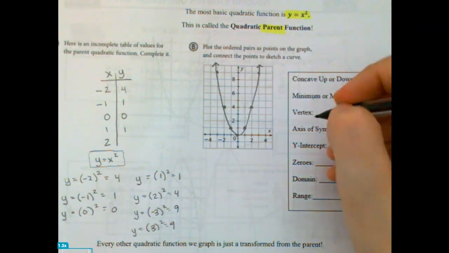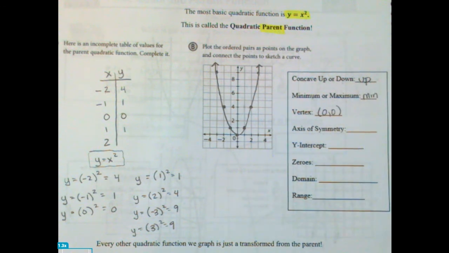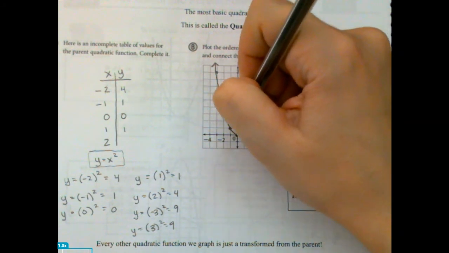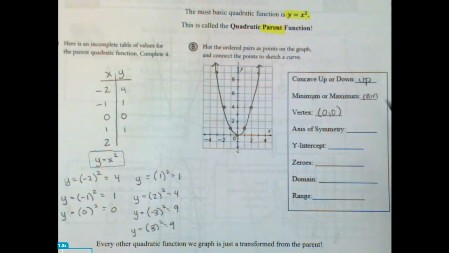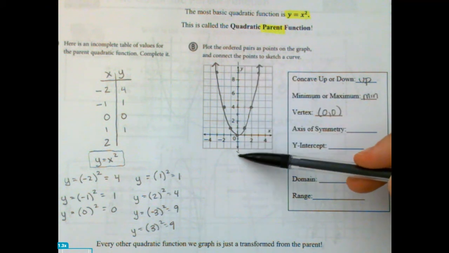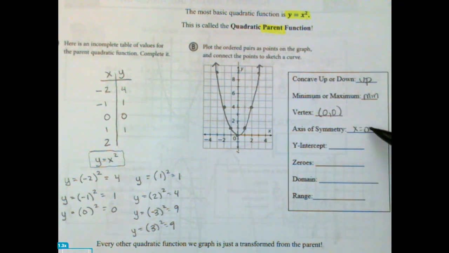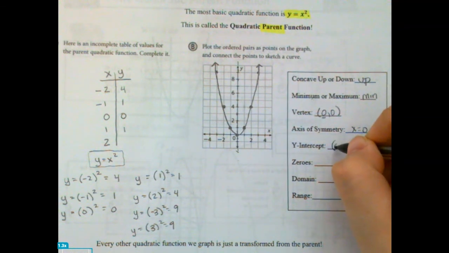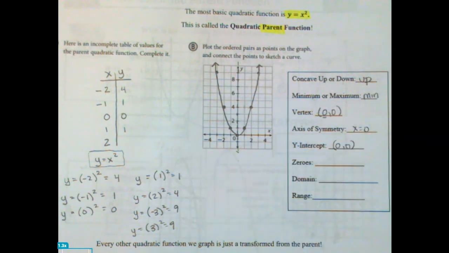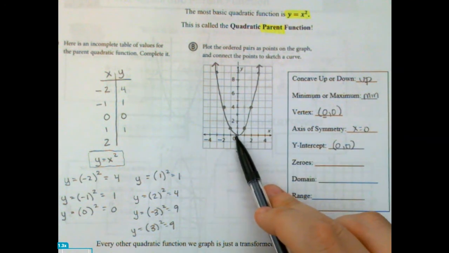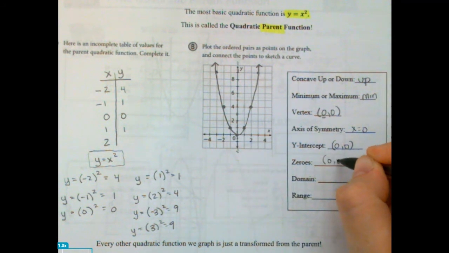Where is my vertex located? 0, 0. That's right there at 0, 0. The axis of symmetry is the invisible line. I'll draw a dash through here. You can't really see it very well, but I'm drawing an invisible line through here. That axis of symmetry exists at x equals 0. There's a connection between the axis of symmetry and the x value of your y-intercept. They'll always be the same. So that kind of helps you find the axis of symmetry a bit. My y-intercept is at 0, 0 because it touches the y-axis right here. I have 1, 0 because that's where it touches the x-axis, and that's also at 0, 0.